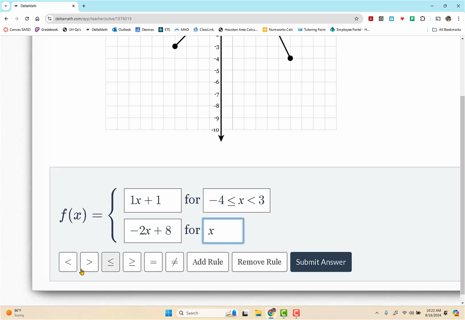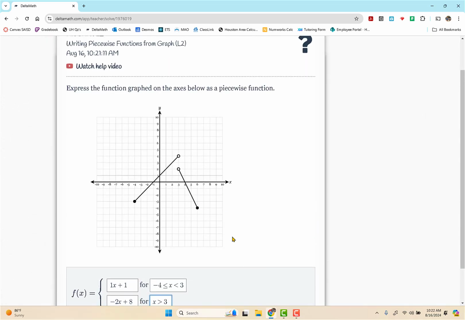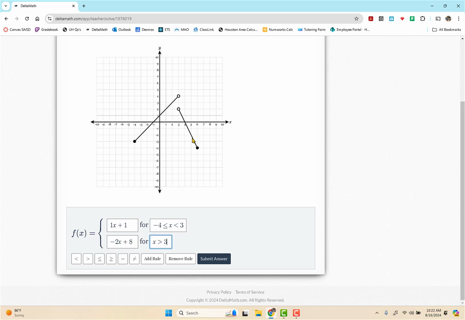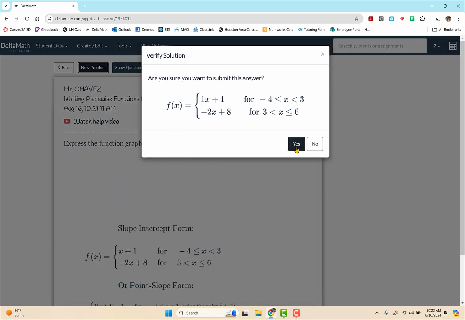For x greater than 3, and this will be counted correct. It's an AI, so I don't see any issues. Oh, not x greater than 3. It stops at what? At 6. So 3, and then less than or equal to. Oh, nope, not equal to. Less than x, and now it's less than or equal to 6. You always put the smaller number on the left, the bigger number on the right, and that's how you read it. X is between 3 and 6, not equal to 3, but equal to 6, because of the solid point there. Submit answer and check it out, guys.